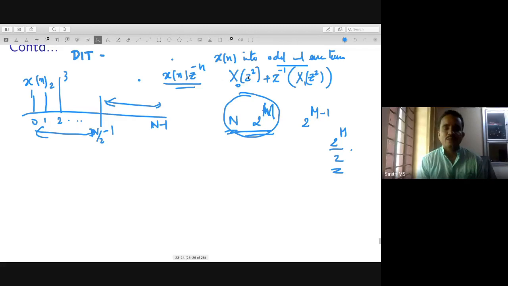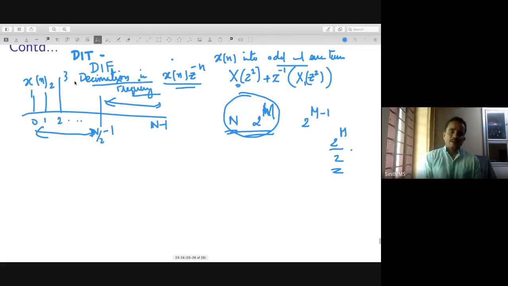Earlier we split it into odd and even terms. So today we are seeing what is decimation in frequency. When you have decimation in frequency, you split it into the first half, then the second half.